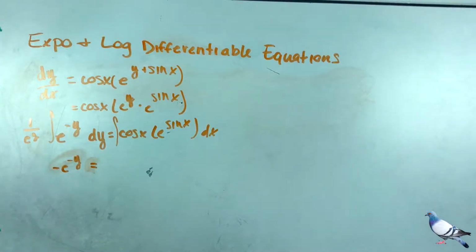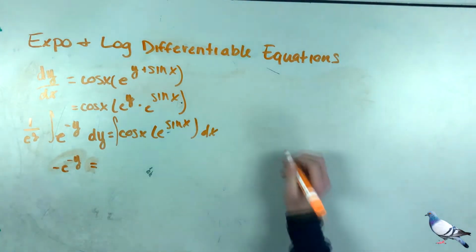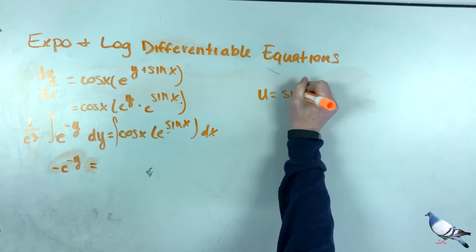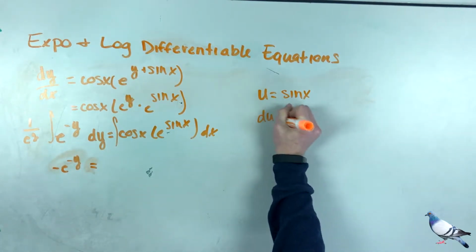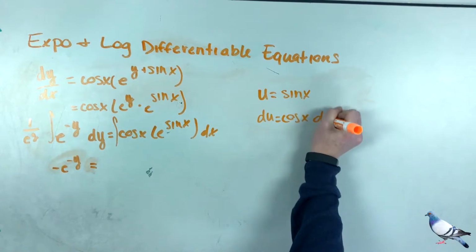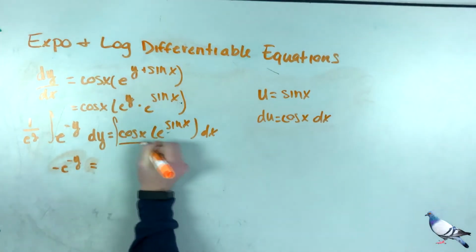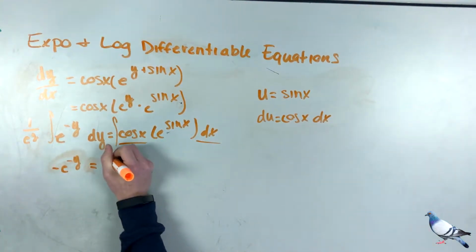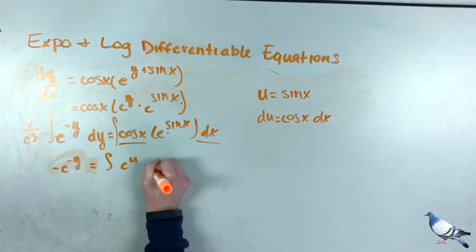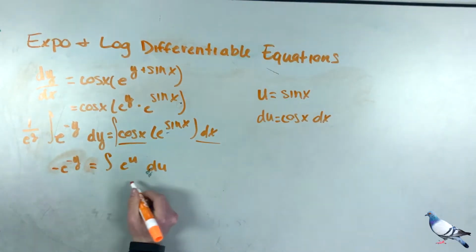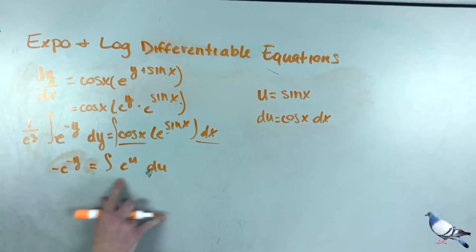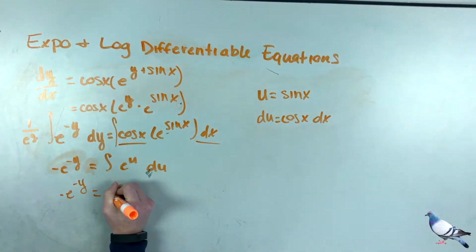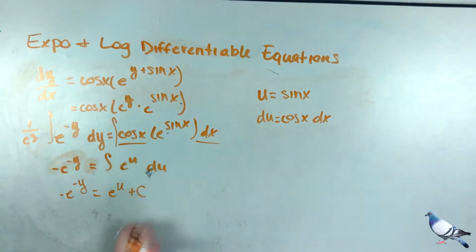Alright, so this one's going to be a little different. We're going to have to use substitution on this one. The u is going to be whatever we raised e to the power of, so sin x, which means du becomes cosine x dx. Now we don't have to move anything around because we have both parts right here. So we're going to be left with the integral of e^u du on this side. The integral of e^u is going to be similar to the left side, so we're going to keep it as negative e^(-y) is equal to e^u plus c.